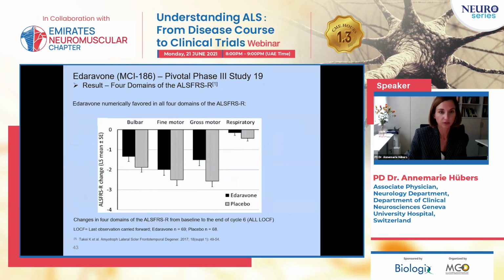And if you split the ALS-FRS and only look at bulbar symptoms, fine motor function, and gross motor function, you can see that Edaravone performed well in all of these subdomains. So black is Edaravone and gray is placebo. This is the decrease in the ALS-FRS score.